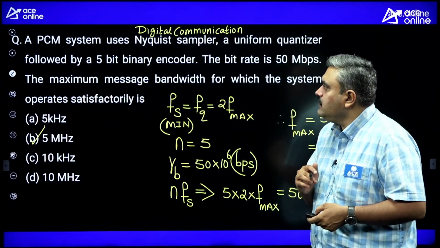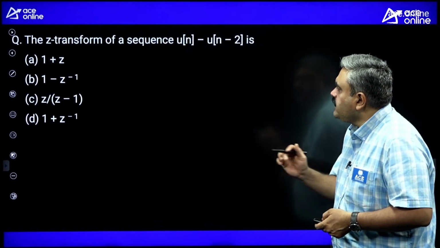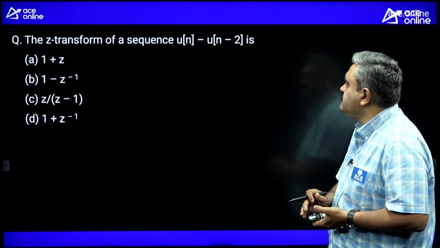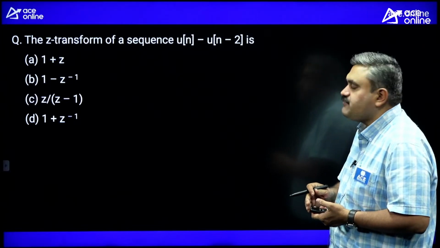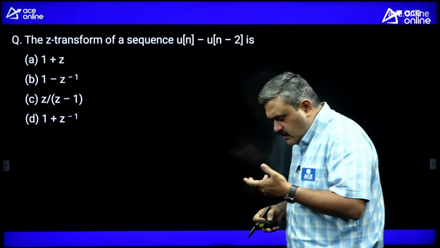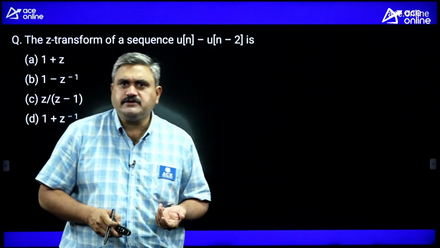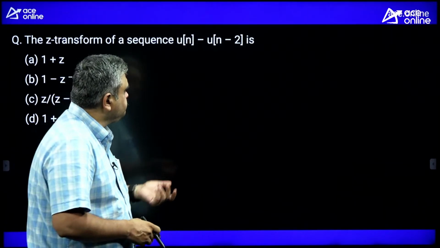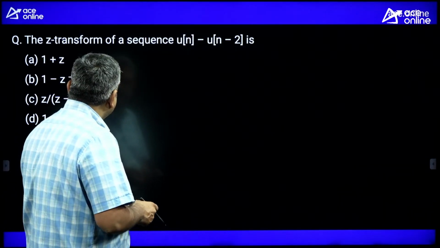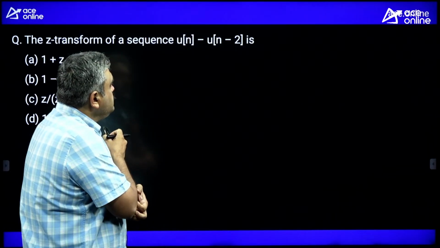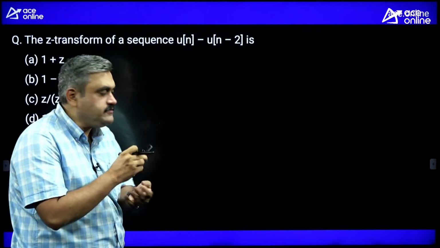Okay. Let me take one more. The Z transform of a sequence. What is the Z transform for this function? So this also is more likely to be from the signals part, but it also comes in our communication area, digital part especially. So he is asking what is the Z transform for this function, u of n minus u of n minus 2.